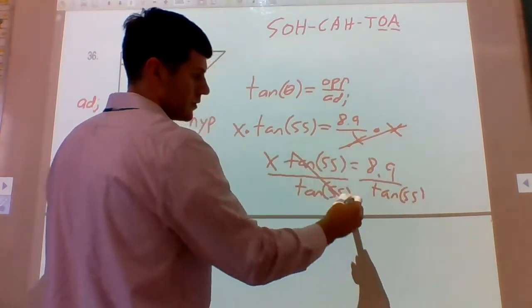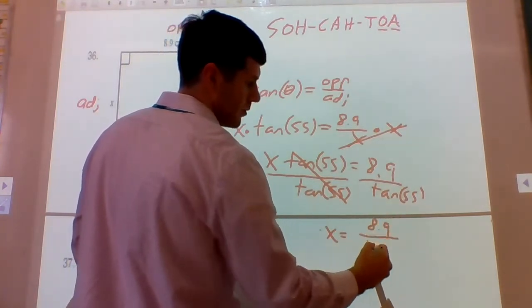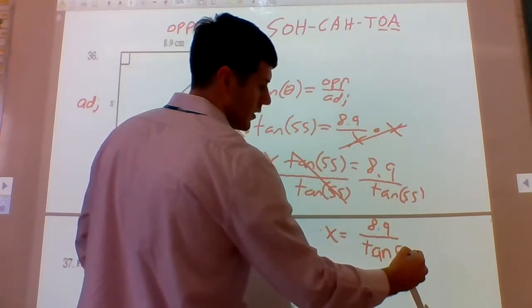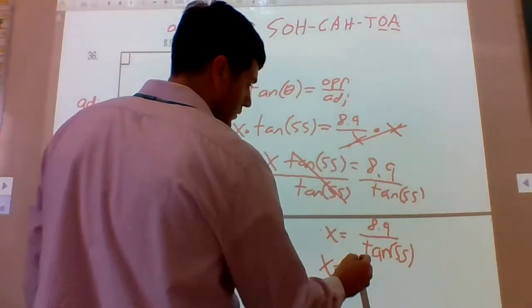So these cancel. x is going to equal 8.9 divided by the tangent of 55. So we go to our calculator. 8.9 divided by tangent 55 is 6.23. We want to round to the nearest tenth, so that's going to be 6.2. So x is going to equal 6.2.